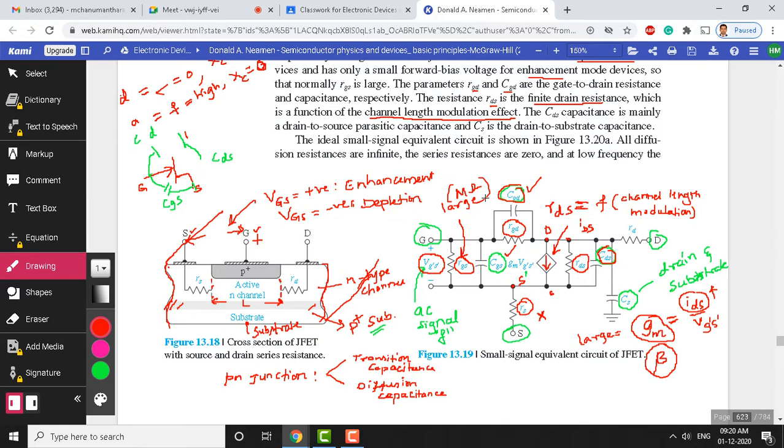Okay, now we have studied various things. Now let us go for the ideal small signal equivalent circuit. As I told you, the ideal small signal equivalent circuit can be constructed by ignoring many capacitances and resistances. Look here, all diffusion resistances are infinite. Now identify all diffusion resistances in this actual equivalent circuit, and since they are infinite, they can be made open circuit. So all these resistances become open circuit. And also look at low frequencies, what will happen to the capacitances.